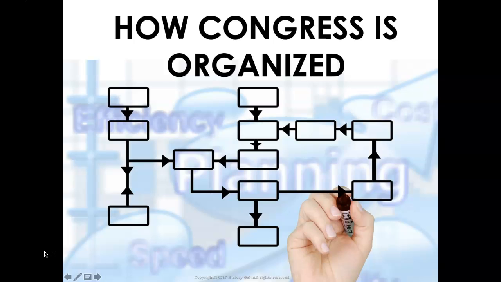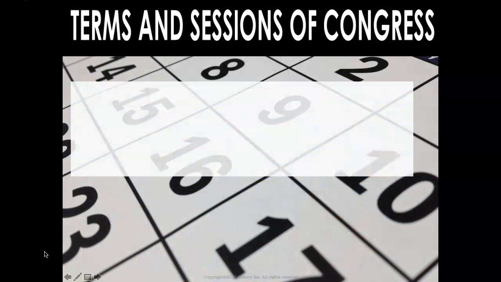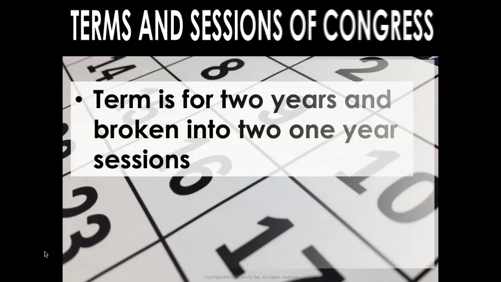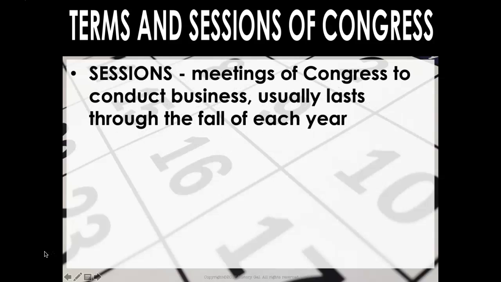How Congress is organized. Terms and sessions of Congress. A term is for 2 years and broken into two one-year sessions. In a sense, that's how we define and describe the terms in Congress. Now, in terms of sessions, we're talking about meetings of Congress to conduct business, which usually lasts through the fall of each year.